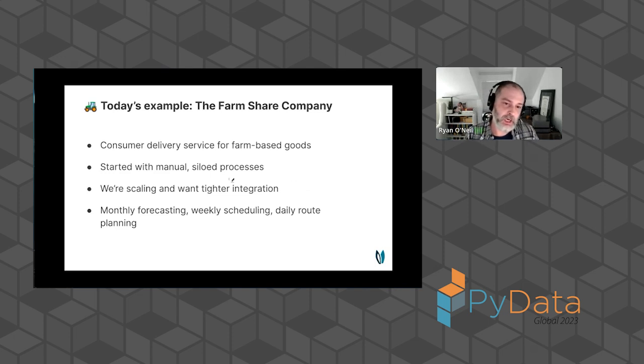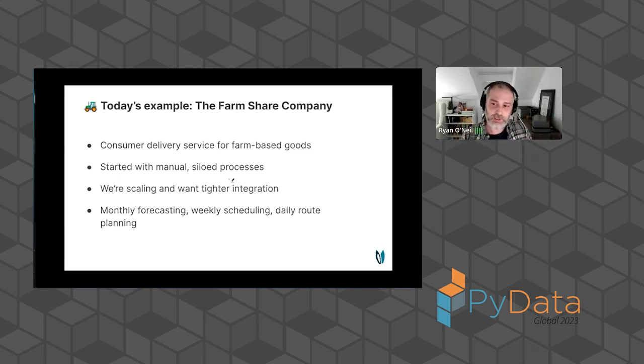For the example today, we're going to pretend that we are part of what we call the Farm Share Company. We are a consumer delivery service. We deliver carrots and beets and lettuces to vegetable-oriented people. And we're moving from, say, manual siloed processes where we're using a lot of spreadsheets, or maybe we've got like a Monopoly board or a Risk board, and we're moving pieces around to figure out how to run our operations. And we want to move to some sort of a technology platform and have tighter integration between these things. So the three primary things that we have to do are we need to forecast demand for carrots, we need to schedule our carrot delivery vehicles, and we need to do route planning for our carrots to get them to the actual end carrot consumers.